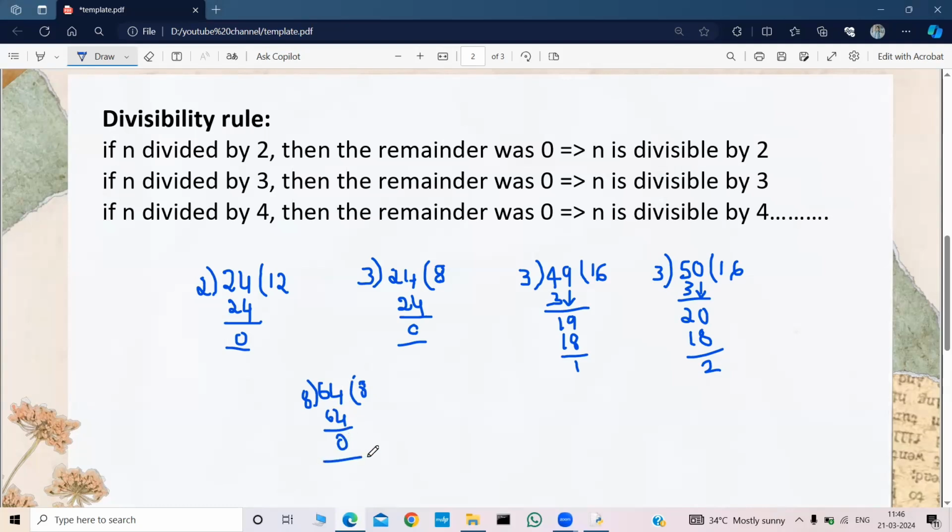So what are your observations? Whenever we divide a number by some other number, if it is divisible by that number, then we get a remainder of 0. In this case, it was 0 because 24 is divisible by 2 and 24 is also divisible by 3. That's why we got the remainder as 0. And here 49 is not divisible by 3. That's why it gave me 1. And 50 is not divisible by 3. It gave me 2. And 64 is divisible by 8. That's why it gave me 0.